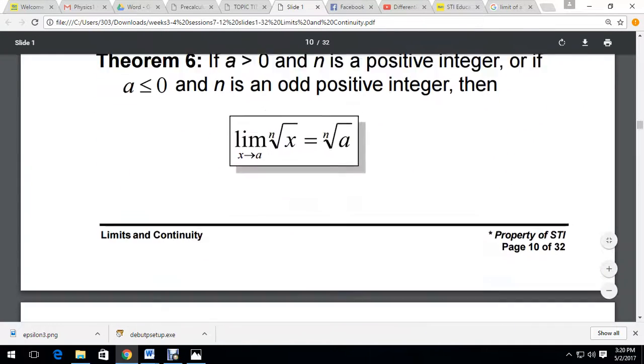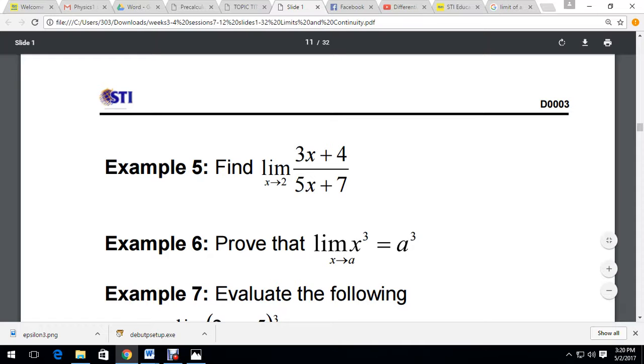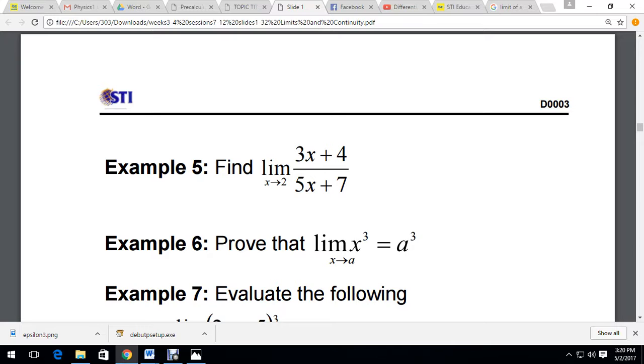So that means simply we get the limit of 3x plus 4, we get the limit of 5x plus 7, then divide the two limits, and that would be equal to the limit of the whole function. So by substitution, for the limit of 3x plus 4, we substitute 2 for x. That means you have 2 times 3 is 6 plus 4, that would be 10. While 5 times 2 is 10 plus 7, 17. So you have 10 over 17. The limit of this function as x approaches 2 is 10 over 17.